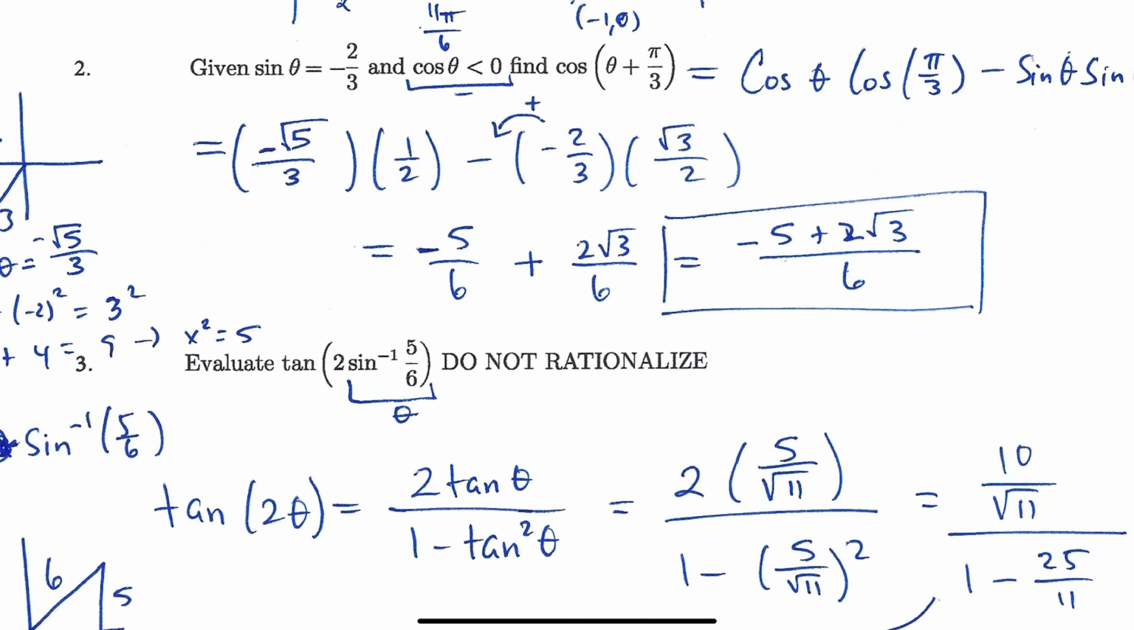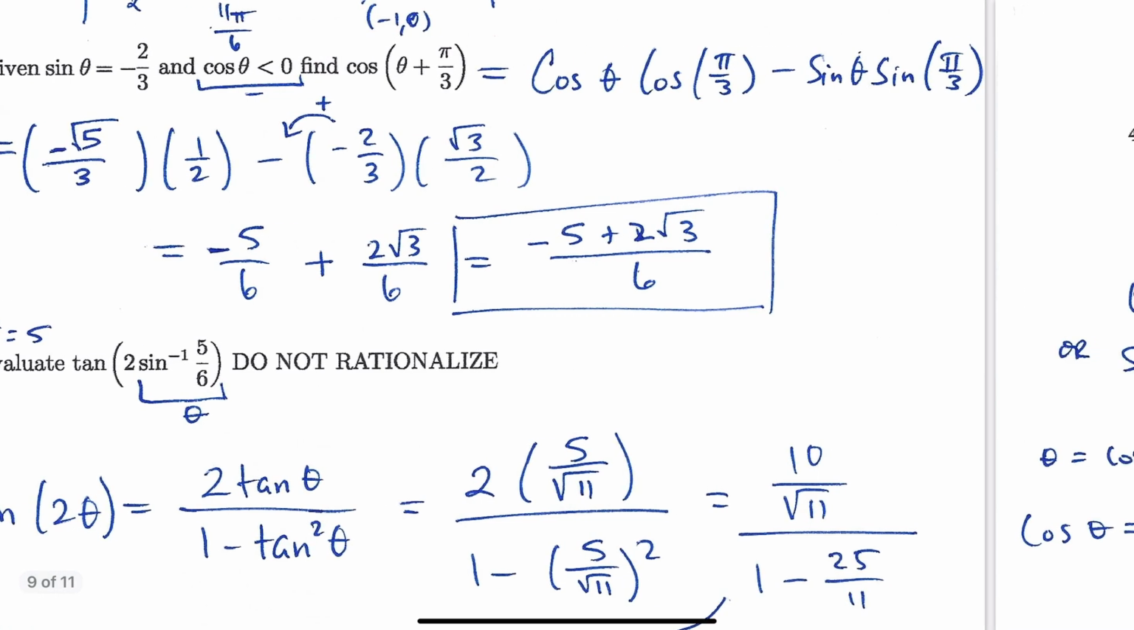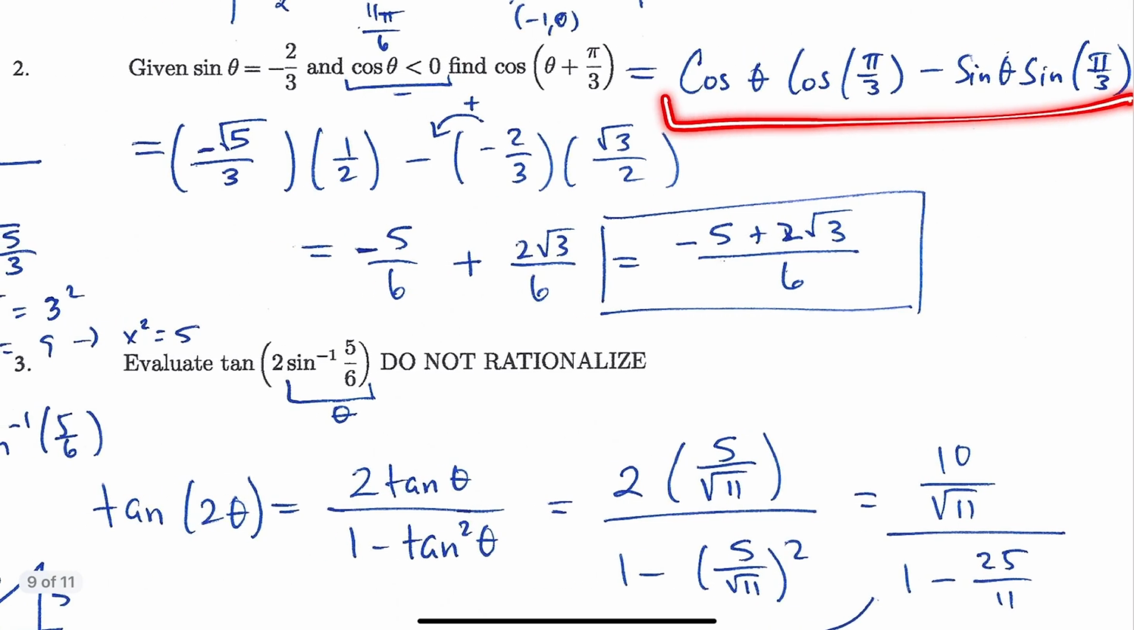Again, this is called sum and difference identity of cosine, right? I think the important part here is to really get this down. Please get this down. This is not going to change on the exam. It will be nearly identical again.